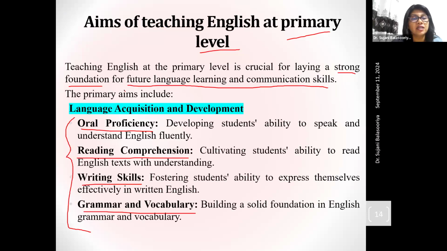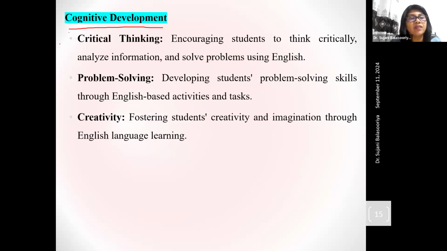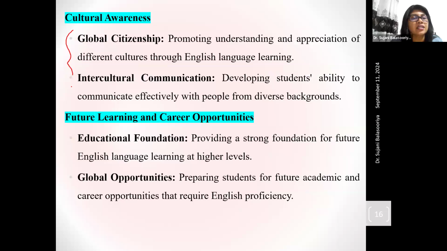Now, the earlier set of aims focused on language acquisition and development. That means linguistic development, acquisition and development. And this set of aims is related to the cognitive development of the child, right, at the primary level. And the next set is related to the cultural awareness of the child. Okay, now we know the word culture is frequently used with the word English, especially teaching English and learning English. Cultural awareness, what do you mean by that? Under that, we have global citizenship and intercultural communication.